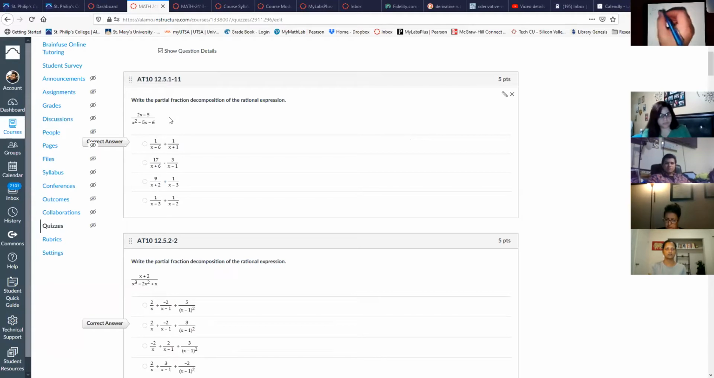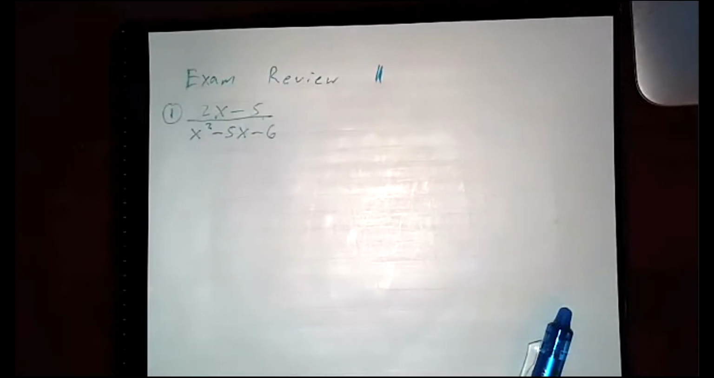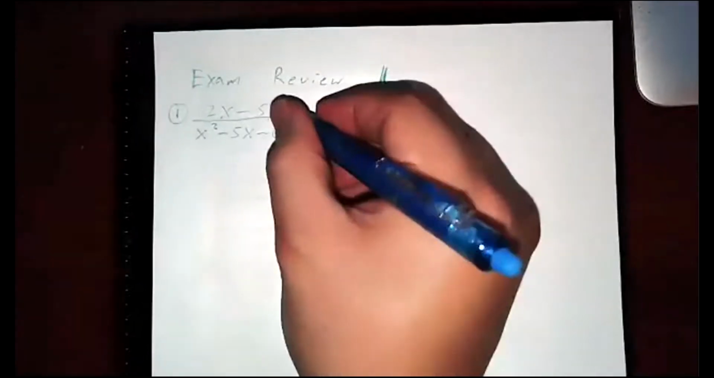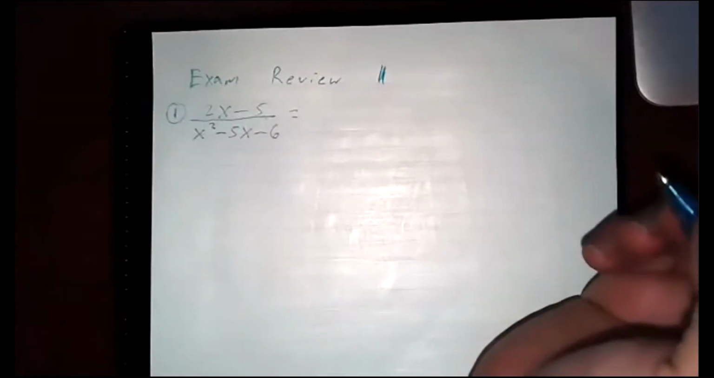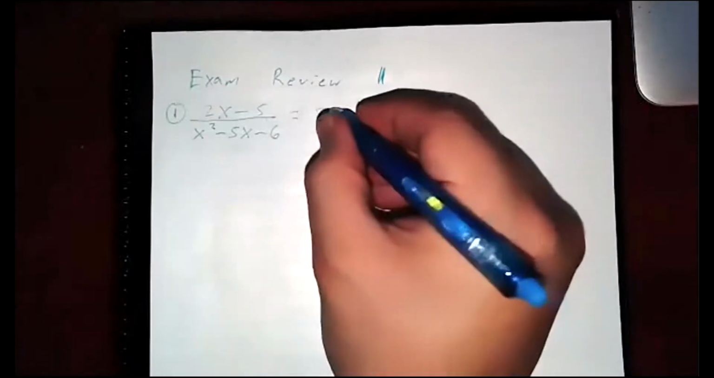So number one, I'm not going to write the instructions because it's right there. You write the problem down, then I'll switch over to this camera here. Okay. So we know the answer, but again, who cares? First thing we need to do is factor. What does that bottom part factor into?